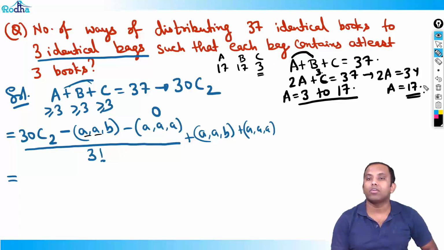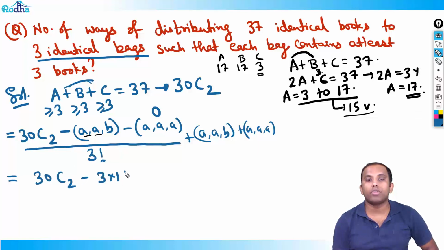So 3 to 17. How many values can I take? 15 values, right? So for each value of A, 3 solutions of AAB. So for 15 values, how many solutions? 15 into 3. So 30C2 minus 3 into 15. Now no AAA because it is not a multiple of 37. So minus 0, divided by 6.